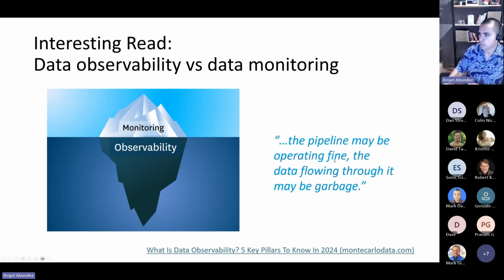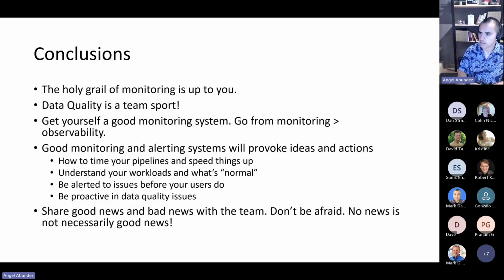So I love this quote from the article: the pipeline may be operating fine, but the data flowing through it may be garbage. Getting from "the pipelines are running fine" to "no, actually the data in them is also good" is the holy grail, I feel like. I didn't know all of this when I got asked this question over a year ago, but now my answer would be way different.